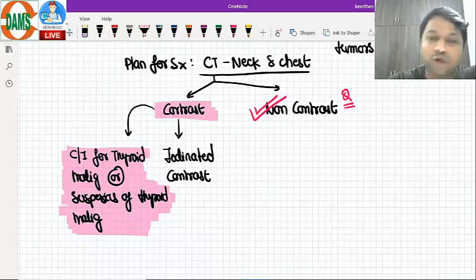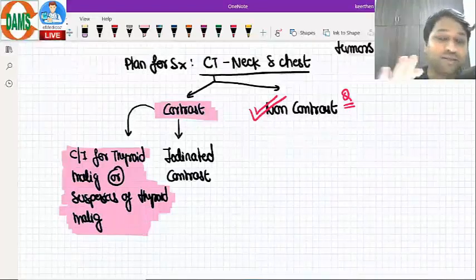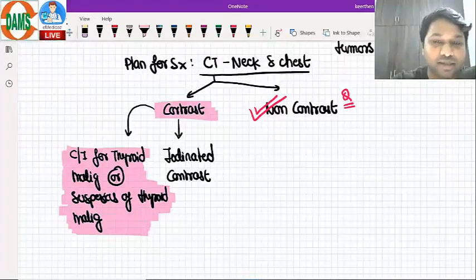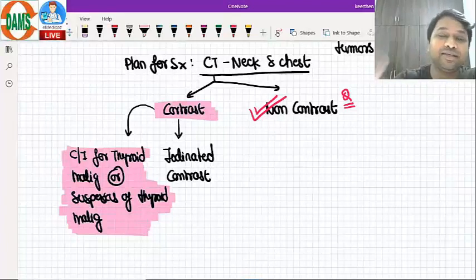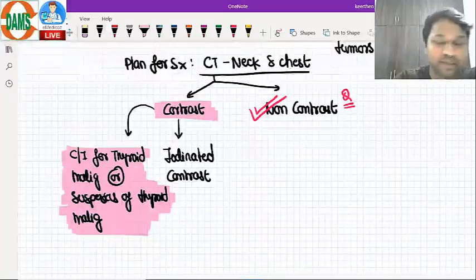But it's true for all the malignancies, all thyroid malignancies. I'm not talking about other malignancies. I'm talking about thyroid malignancies, because thyroid tissue competes for iodine. I told you the reason also.